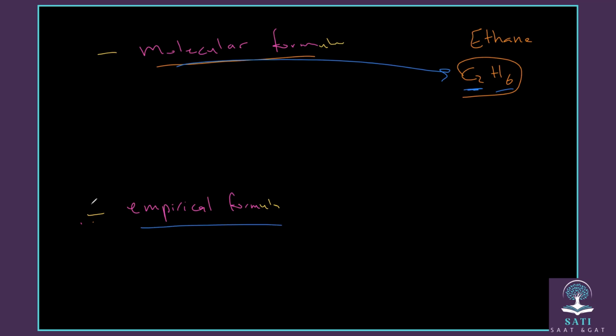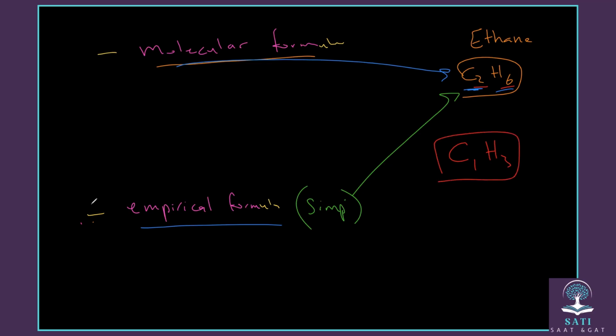Empirical formula is a simplification. Simplification of what? Of the molecular formula. So as you see here, C2H6. Can you simplify it? Yes, I can simplify this formula by dividing the two elements by 2. If I divide by 2, what will I get? I'll get C1H3.